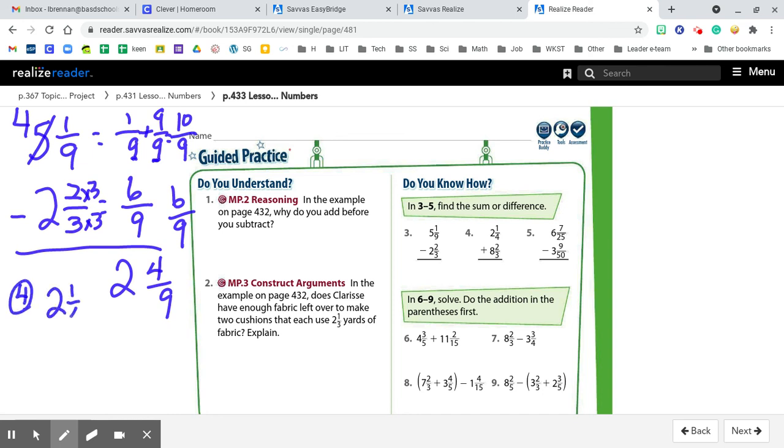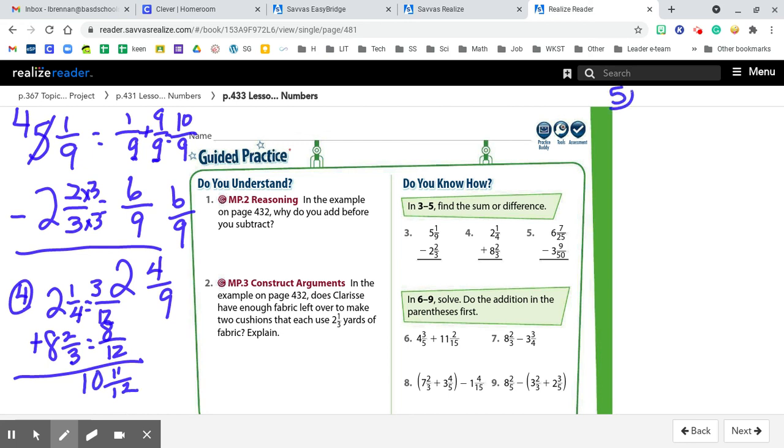2 and 1/4 plus 8 and 2/3. Those denominators are different. 3 is a prime number, so I'm just going to multiply them together to get my new denominator. And when I find my equivalent fractions, 4 times 3 is 12, so 1 times 3 is 3. 3 times 4 is 12, so 2 times 4 is 8. Add them together. I have 11/12, and add my whole numbers, 10 and 11/12.